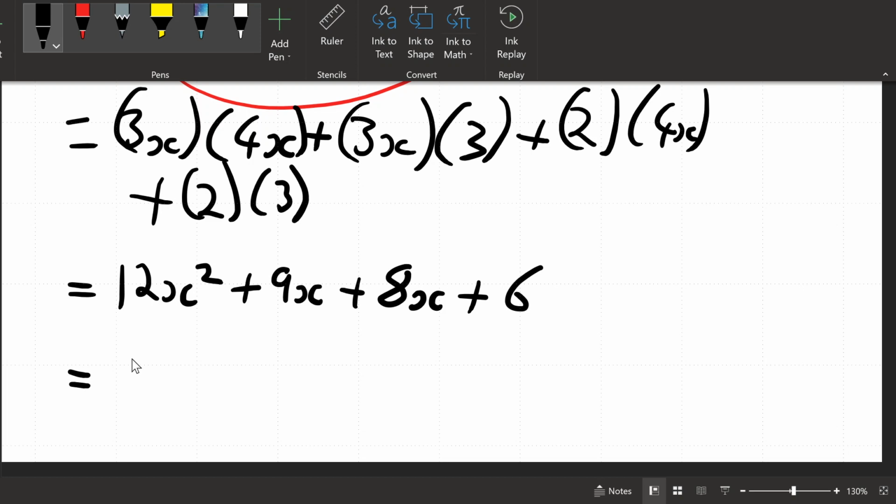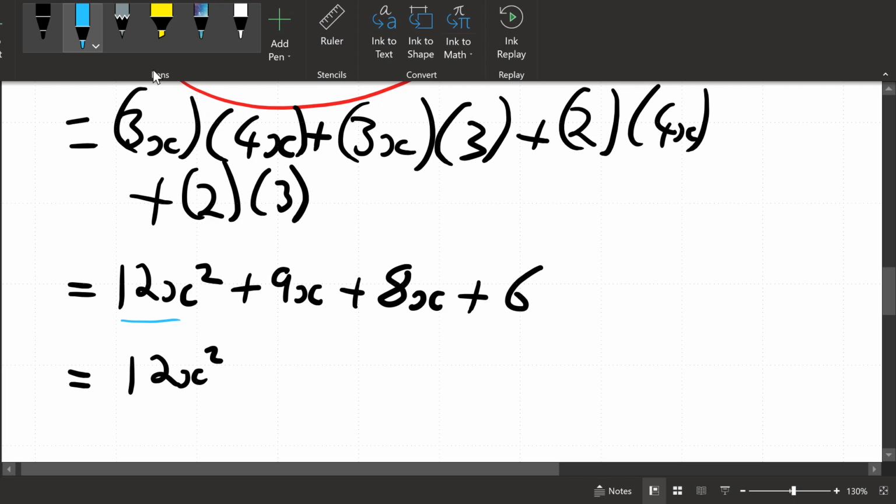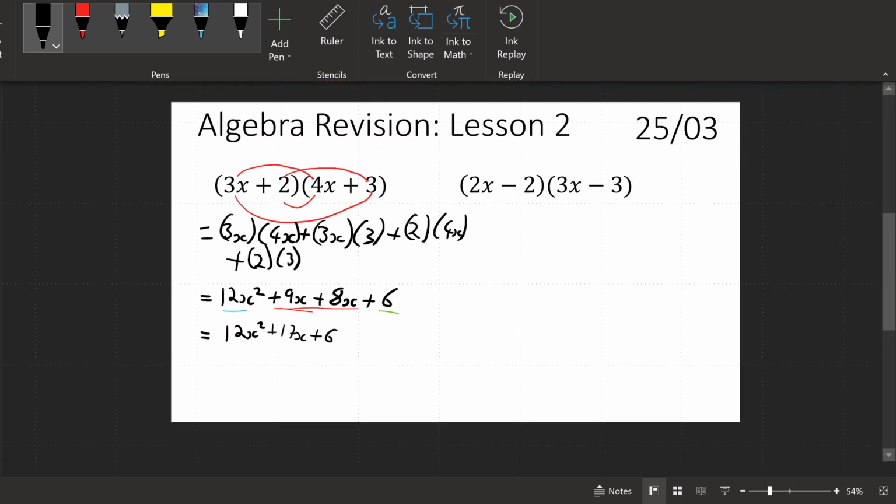And then finally, we're going to add like terms. 12x squared isn't a like term to any of these, so it's on its own, okay? 6 is not like any other term. It doesn't have any variables, but 9x and 8x, they do have the same variable. So these are like terms, so we can add those together. And we'll get 17x plus 6. Okay, so we've solved our first question.